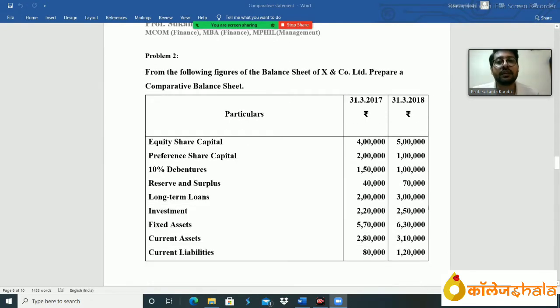From the following figures of the balance sheet of X and Company Limited, prepare a comparative balance sheet. Two asset figures are given here, 2017 and 2018. But follow this sum carefully. The items are given here, but we are supposed to arrange this in the format of Schedule 3.